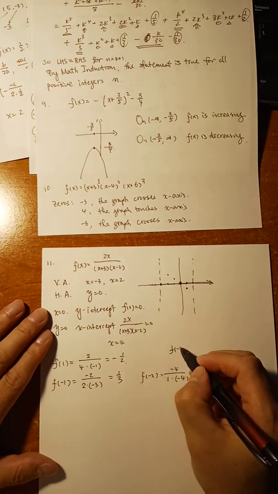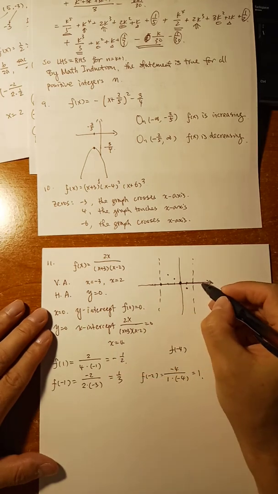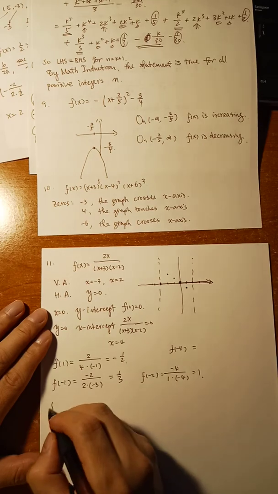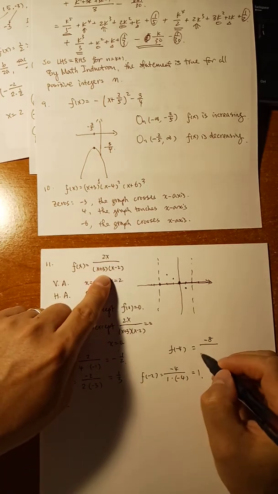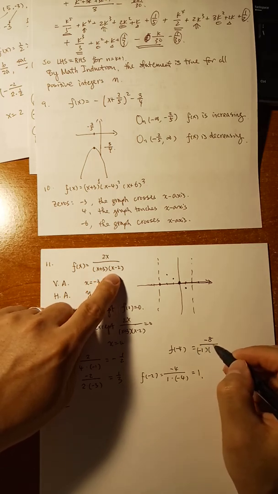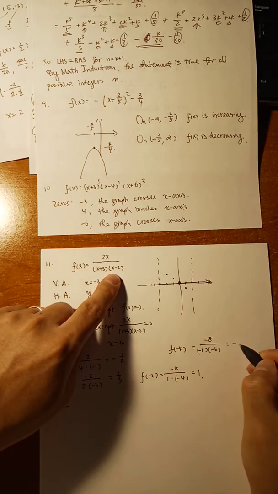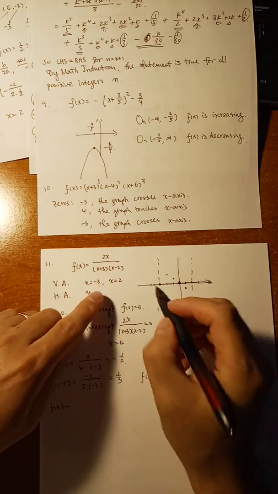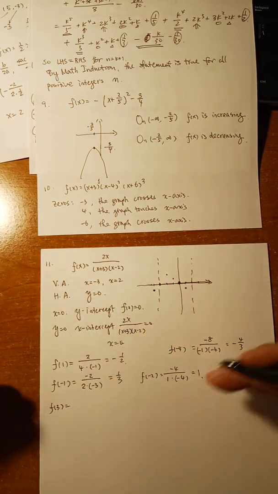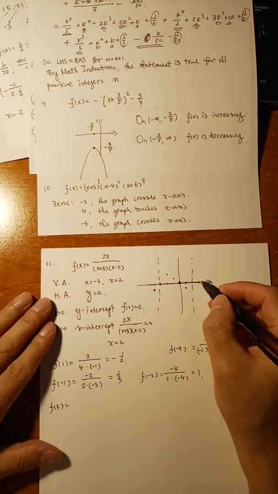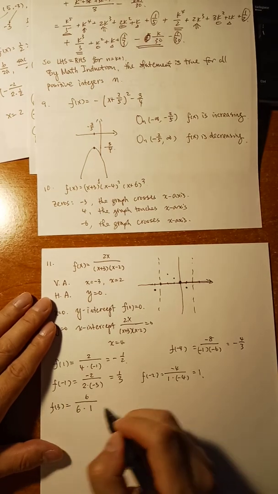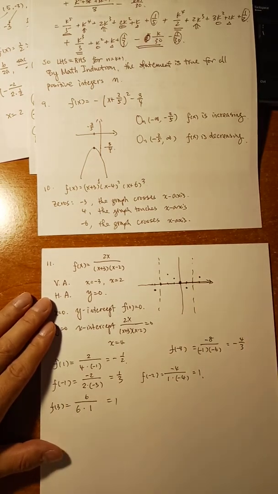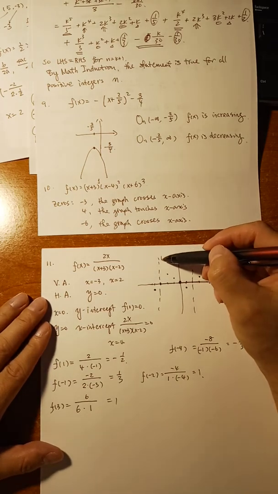All right. This is 3, and this is negative 4. We will check f(negative 4) and f(3). f(negative 4) is negative 8 over negative 1 times negative 6, which is negative 4/3. f(negative 4) is here, lower. f(3) is 6 over 6 times 1, which is 1. It's higher. All right, so the graph will be like this.